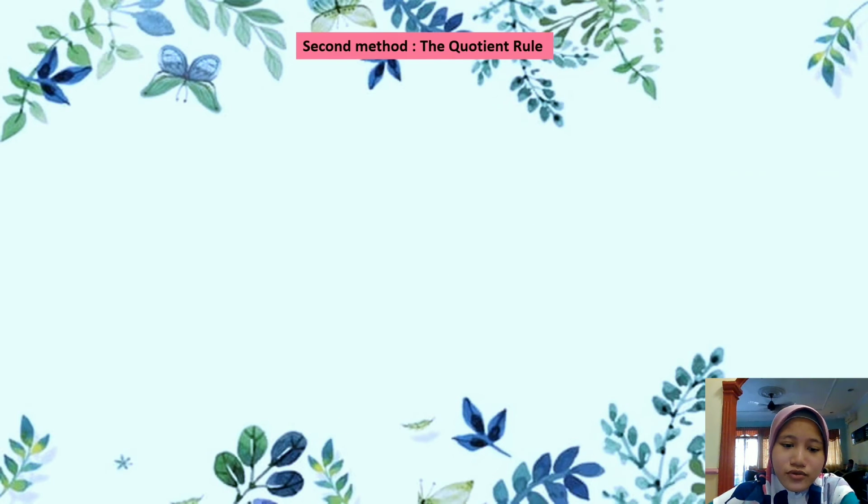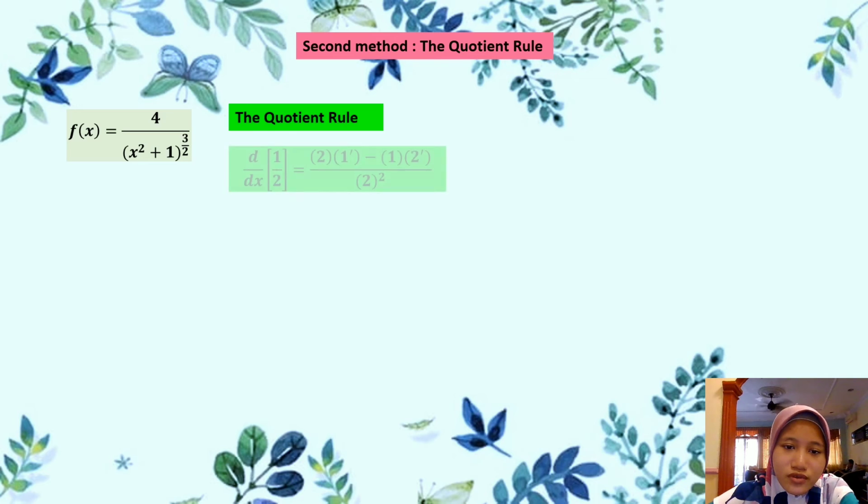The second method is the quotient rule. Look at the function given, f(x) equal to 4 over x squared plus 1 power 3 over 2. The quotient rule involves two functions, function 1 over function 2. The technique is function 2 times 1 prime minus function 1 times 2 prime, over function 2 squared. The minus is compulsory.